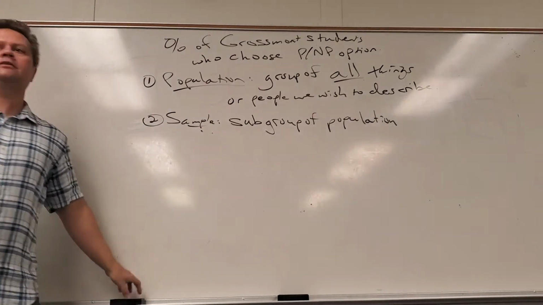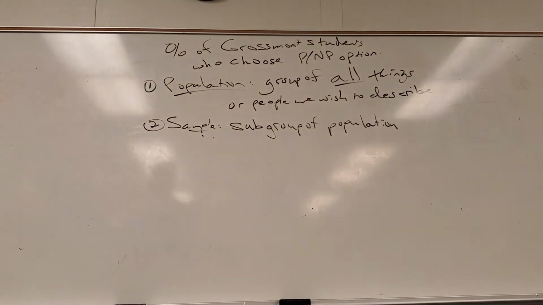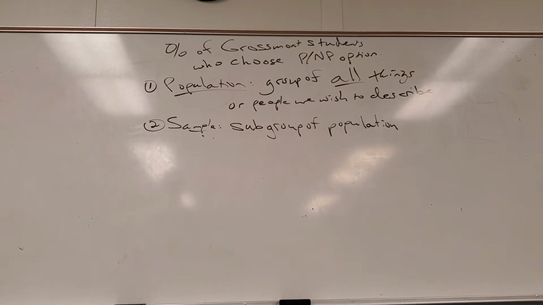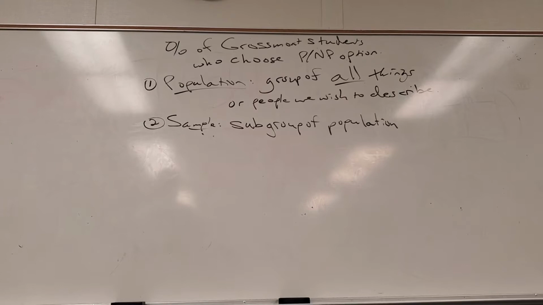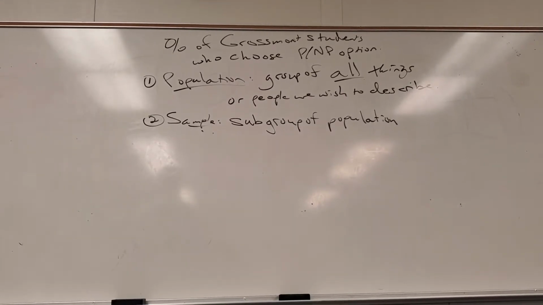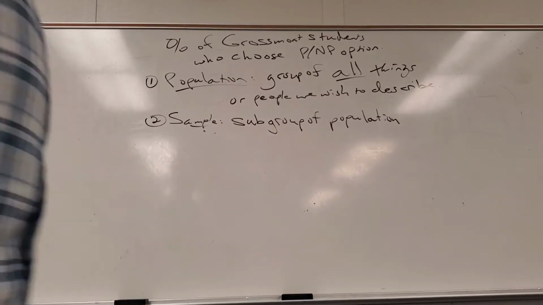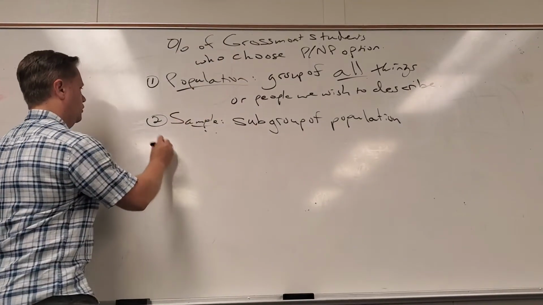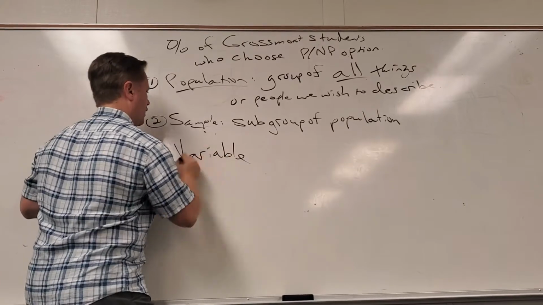Now let's just say I'm going to take you guys. Let's pretend you're not my class. You're all people I picked. You're my sample. What am I going to do now that I've got you here? What's the next step in trying to get an answer to this? I'm obviously going to ask a question. So the question is related to this idea of variable.